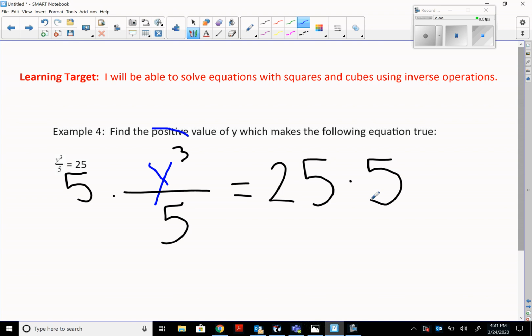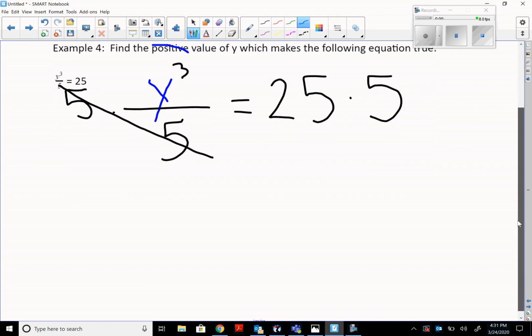When I multiply the left side of the equation by 5, it cancels out. And when I multiply the right side of the equation by 5, I get y to the third power equals 125.